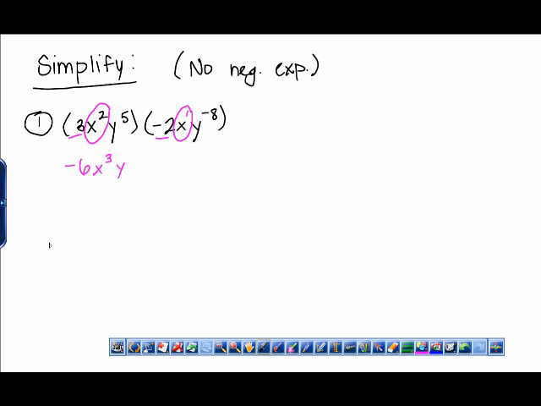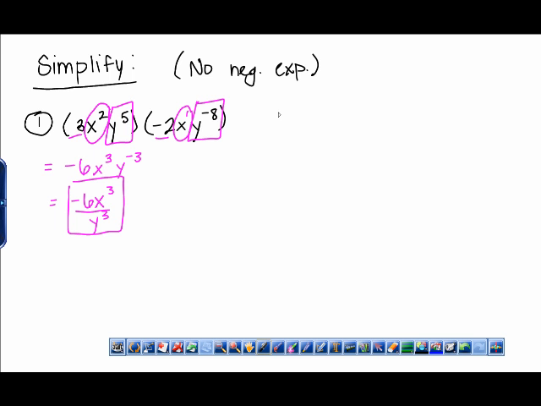Okay, now I have y. All right, so now I'm going to look at the y's. Y to the 5th, y to the negative 8. Add 5 plus negative 8, that's negative 3. And we're almost done, except I have a negative exponent. So what I need to do is I need to write this one more time. Negative 6x cubed over y cubed. Notice that I didn't move everything to the denominator, just the negative exponent term. And there we go. There's the answer.